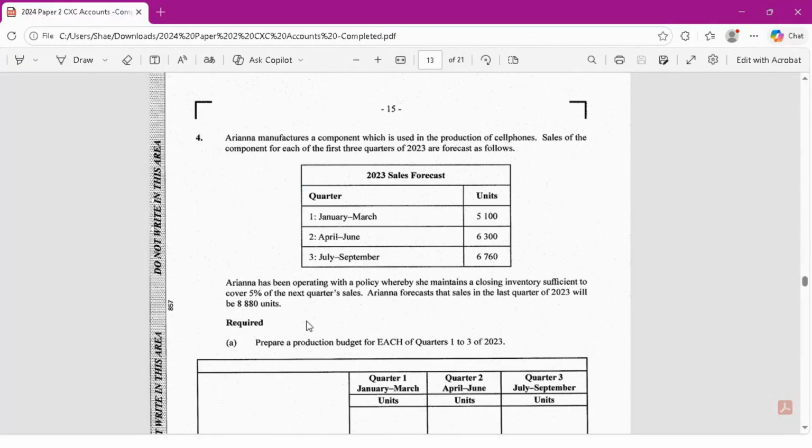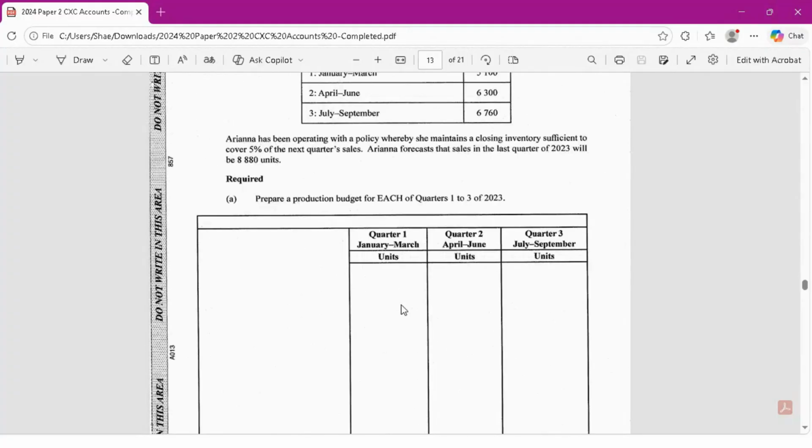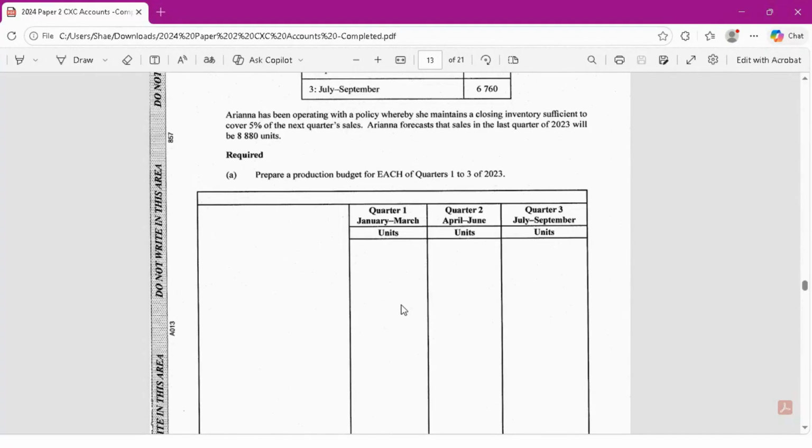So the first part of the question: Ariana has been operating with a policy whereby she maintains a closing inventory sufficient to cover 5% of the next quarter's sales. Ariana forecasts that sales in the last quarter of 2023 will be 8,880. All right, so here we've got a production budget to prepare. The first thing that we start a production budget with is our sales figure.